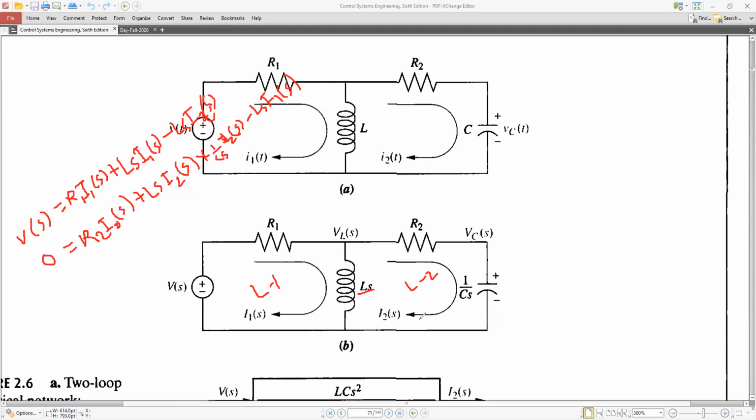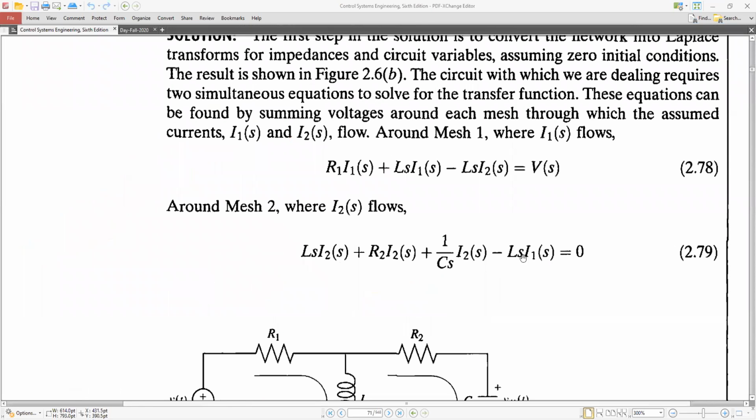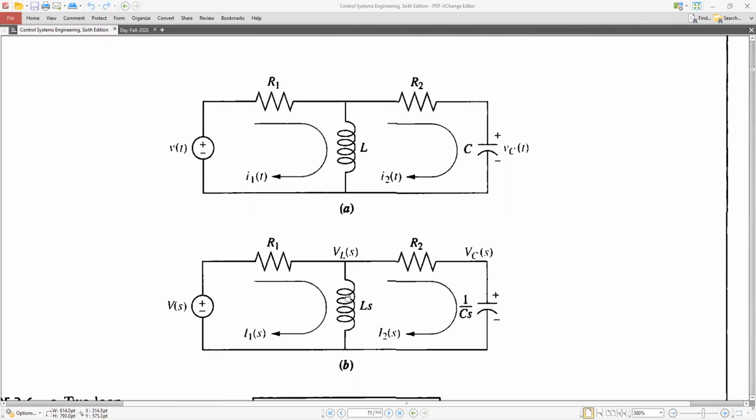Just apply the mesh here, then you will get these two equations. Okay. The common term is Ls, right? So when you consider this loop, it will be positive for I2, and here it will be negative for Ls I1s. It will be negative for the common term. Other things will be as they are.